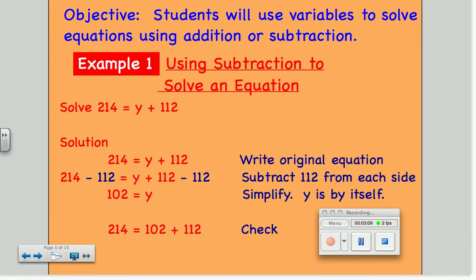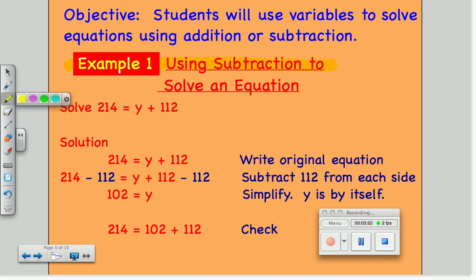How do I use that now to solve an equation? This you have to write. So I do want you to write that example 1 using subtraction to solve an equation. And I want you to tell me what it is we're solving. So you're going to write this and this. You're going to write solve and the problem. 214 equals y plus 112.